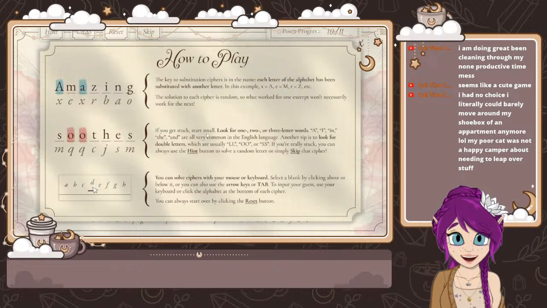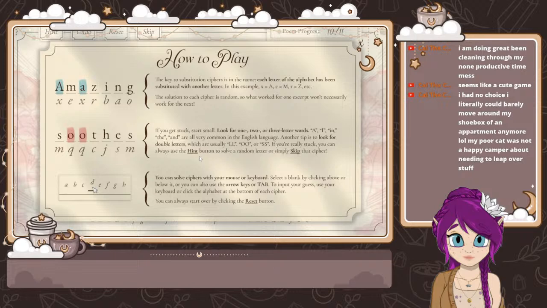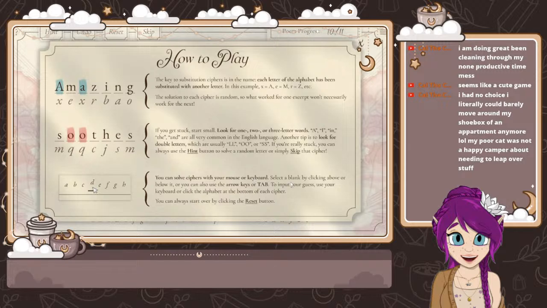If you get stuck, start small. Look for 1, 2, or 3-letter words. A, I, in, the, and are very common. Another tip is to look for double letters, which are usually L, O, or S. You can solve ciphers with your mouse or keyboard.